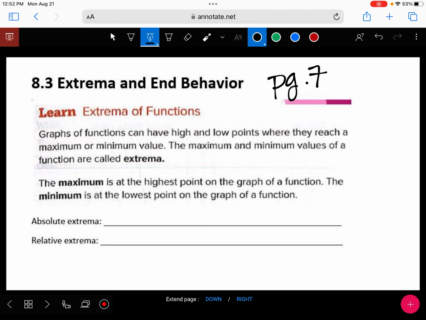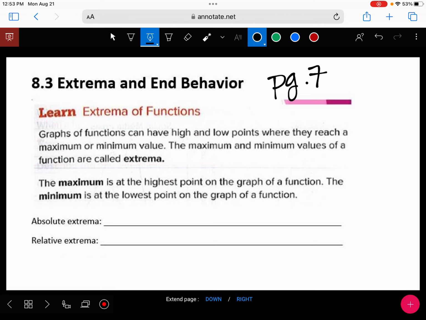So there's 2 different types of extrema. Graphs of functions can have high and low points where they reach a maximum or a minimum value. The maximum and minimum values are called the extrema. So the maximum is the highest point on the graph, and the minimum is the lowest point on the graph.